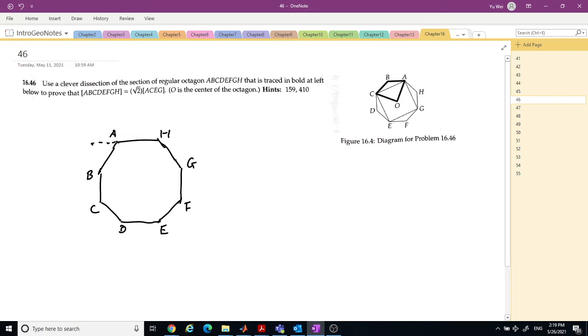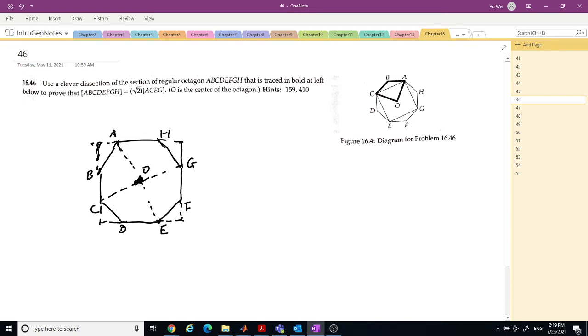So I like to always extend it before cutting the octagon. The regular octagon is always cut from a square, so I like to extend it to the square. In this case, what you can see is we have the center O, right? So we know the center O is on the diagonals AE and CG. Okay, so this is the O.